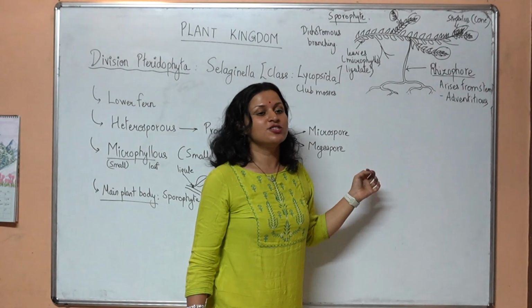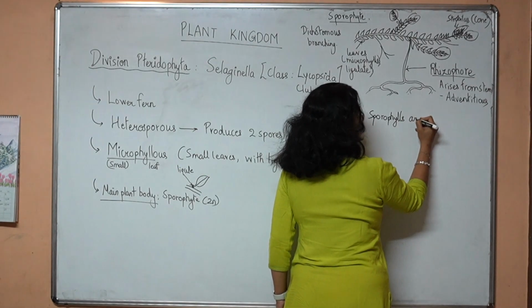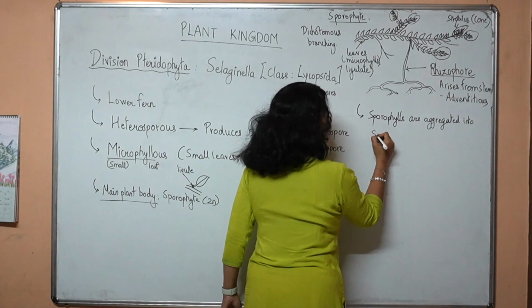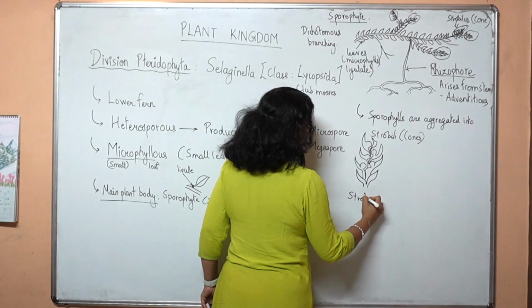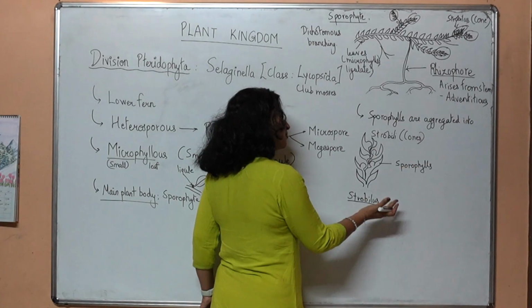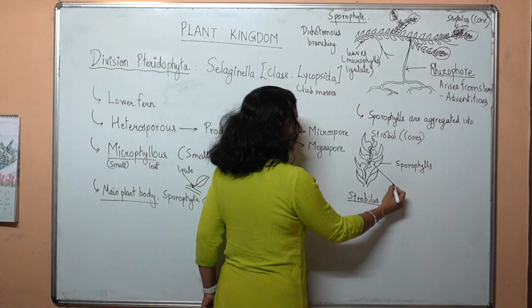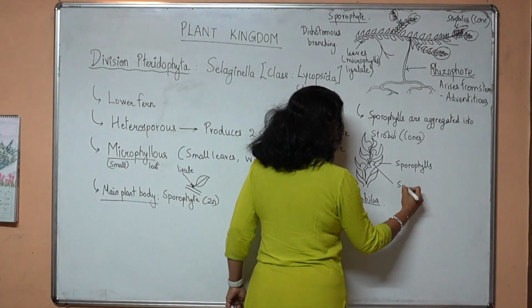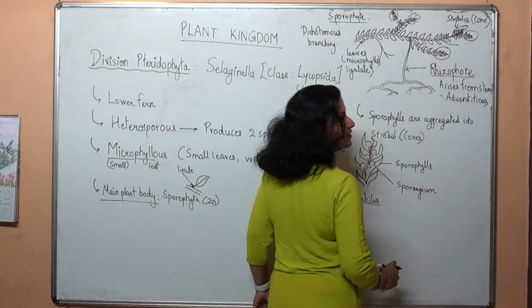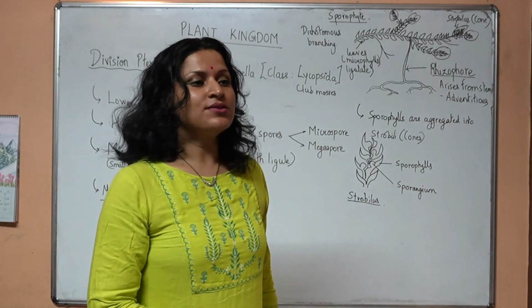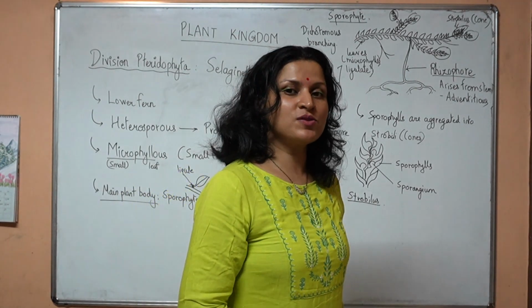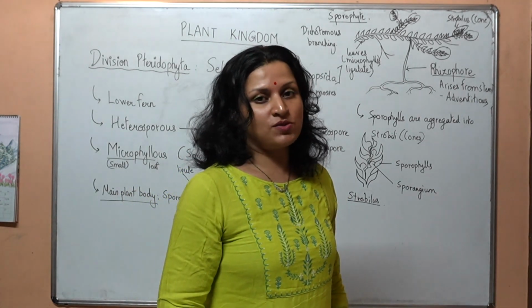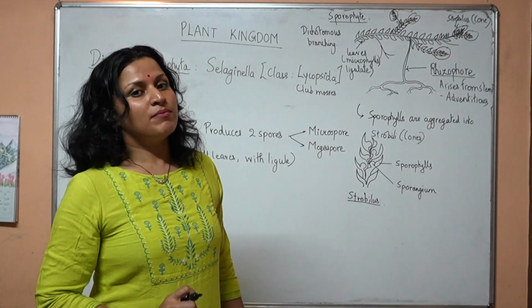Right now we are in division Pteridophyta. Sporophylls are aggregated into strobili, also called cones. What I have shown you over here is the strobilus. These are the sporophylls. And at the base of these sporophylls, you see certain bag-like structures which are called the sporangia. Sporangium, the bag containing the spore mother cells. And like I told you before, Selaginella is heterosporous. They will not produce one type of spores. They will produce two different types of spores, microspores and megaspores.